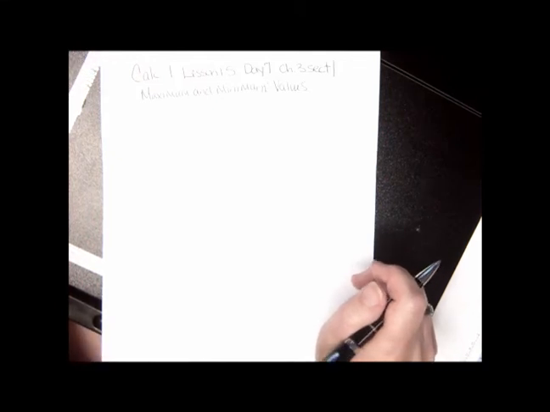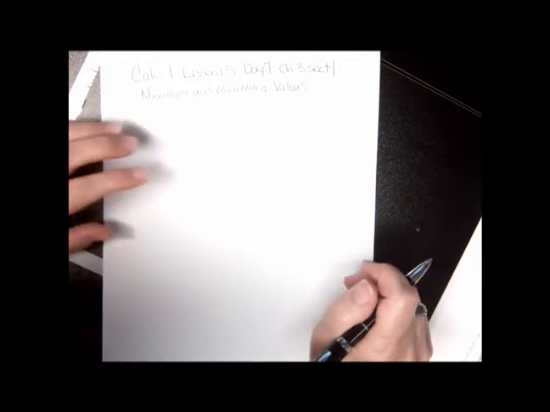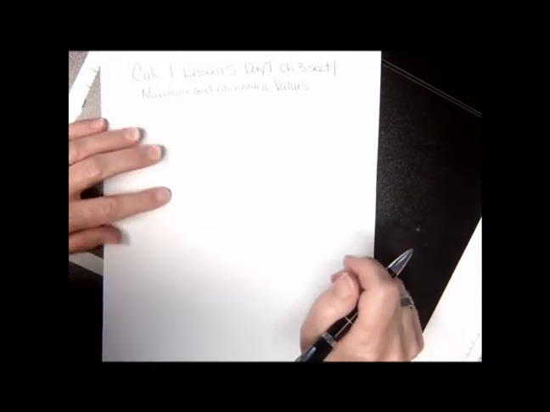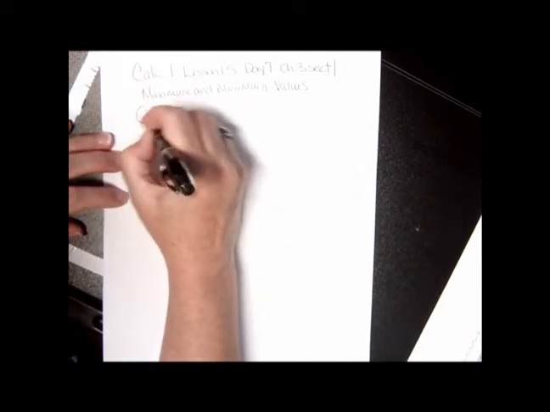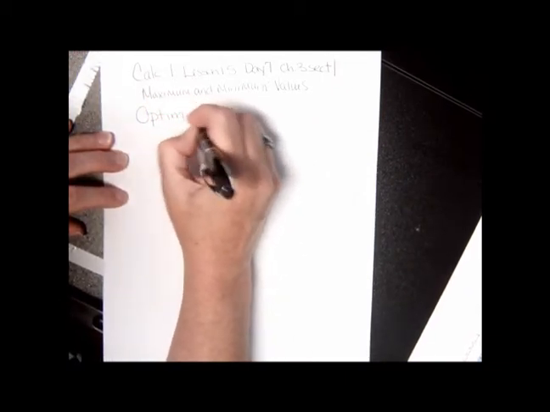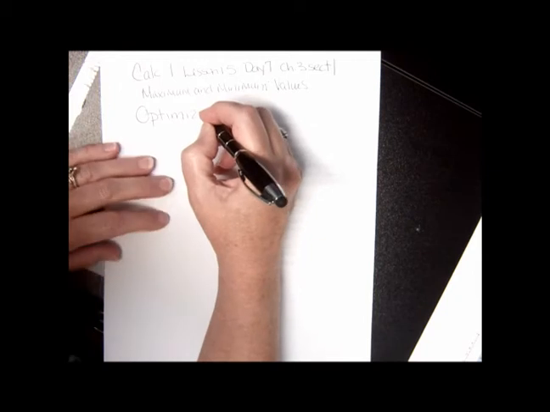Okay, here we go. We are Calc 1, Day 7, Lesson 15, Chapter 1, Section 3. Today we're going to talk about maximum and minimum values and optimization. We optimize when we want to find what's best.